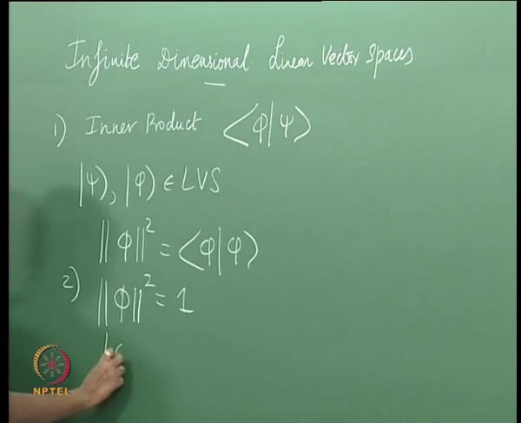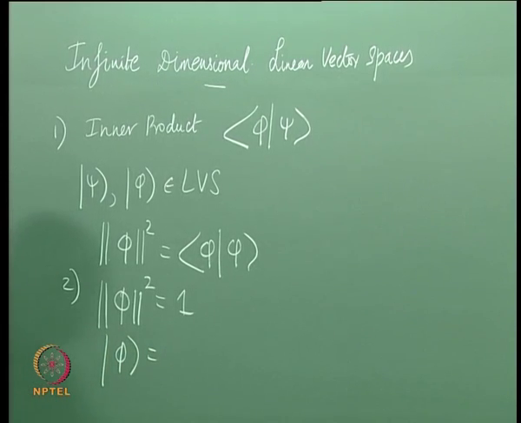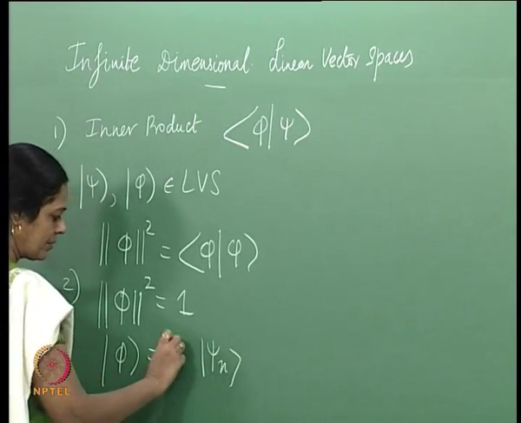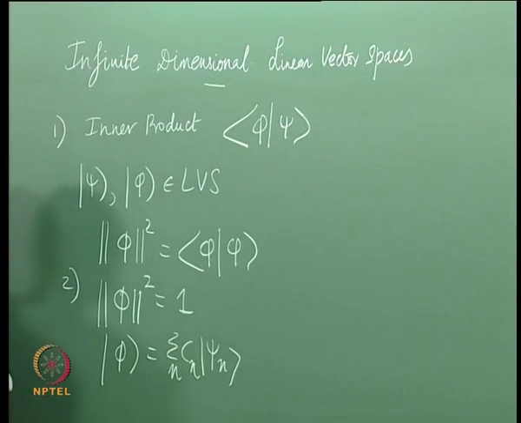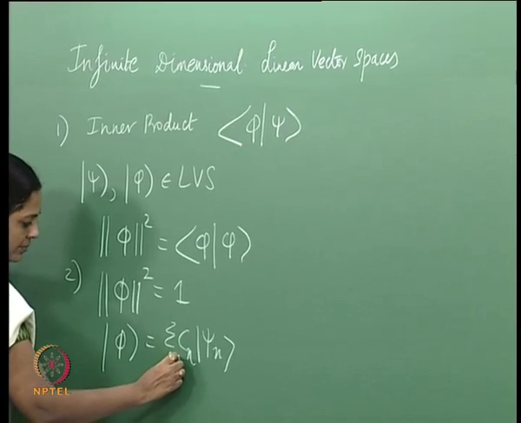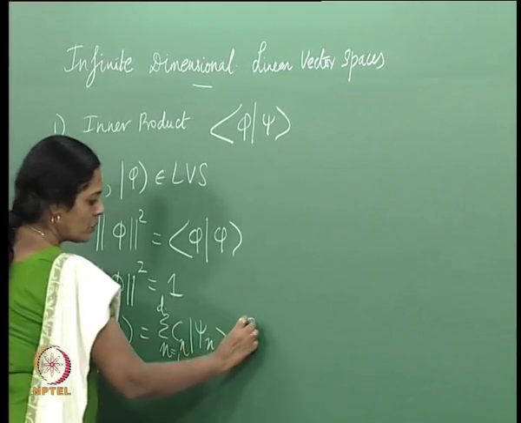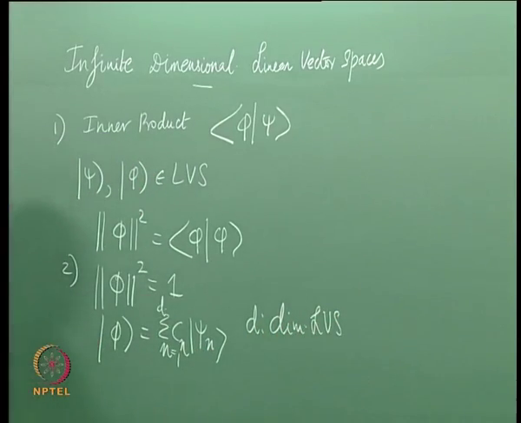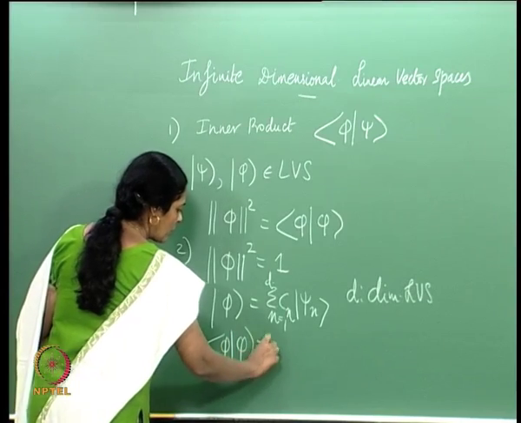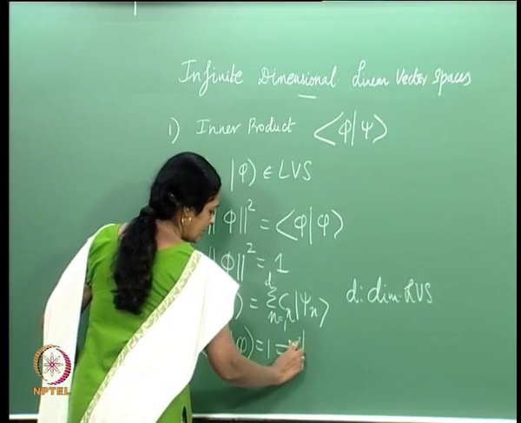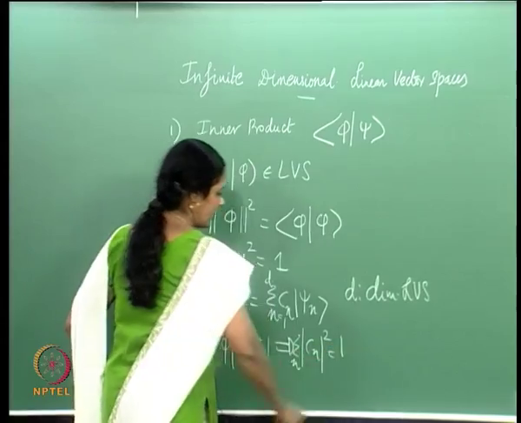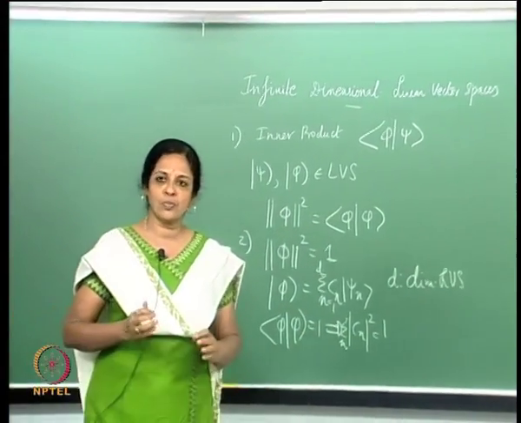This means the following: if I expand ket phi in terms of an orthonormal basis set, say psi n, as summation over n Cn psi n, where n takes values 1 to d, and d is the dimension of the linear vector space, and we are now looking at finite dimensional linear vector spaces, then because the norm of phi is equal to 1, this implies that summation over n, going all the way from 1 to d, mod Cn squared is 1. This is a very important point.